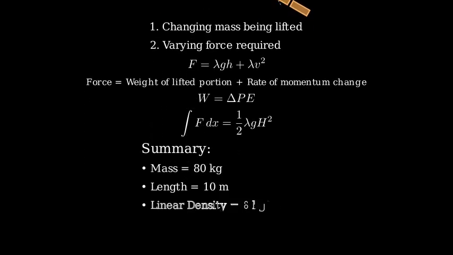To summarize, our 80 kilogram, 10 meter chain has a linear density of 8 kilograms per meter. When lifted, the potential energy and required force change continuously due to the varying amount of chain being supported. Understanding these concepts is crucial for analyzing the dynamics of flexible, extended objects like chains.